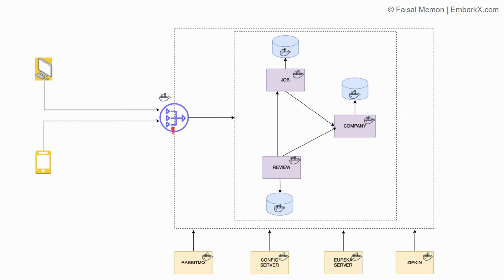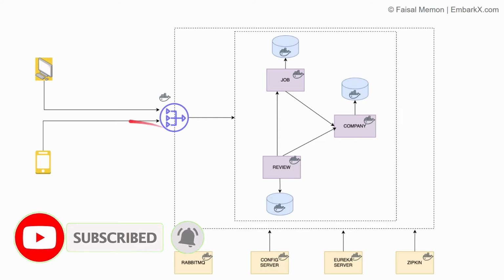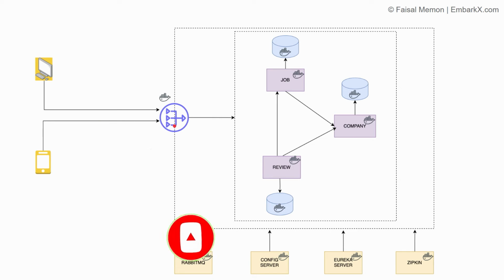Then you have the gateway, which is doing the job of routing requests, and it is serving as an interface for the external clients. So that will also be on Docker. And we have RabbitMQ, config server, Eureka server, and Zipkin, which will also be running on Docker. So this entire thing will be running on Docker, and we will be managing everything from a single file, which is Docker Compose. So we don't have to go to our IDE and turn on every single service, but Docker is going to manage everything for us. So this is what we are going to build. Without further ado, let's get started.